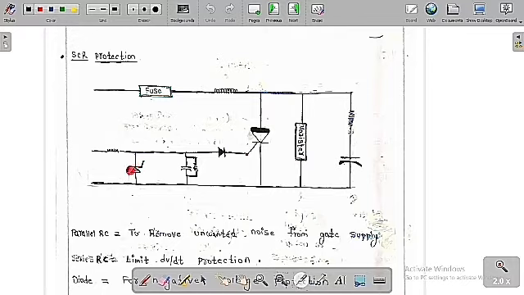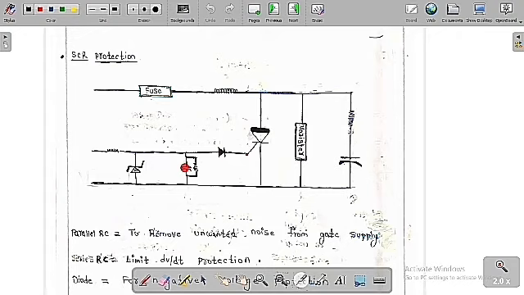And there is a Zener diode. The Zener diode is for gate voltage protection, to keep a fixed voltage. Suppose there is a variable voltage; we want only a fixed voltage. Because of that, we are going to use the Zener diode to keep a fixed voltage across this gate and cathode.